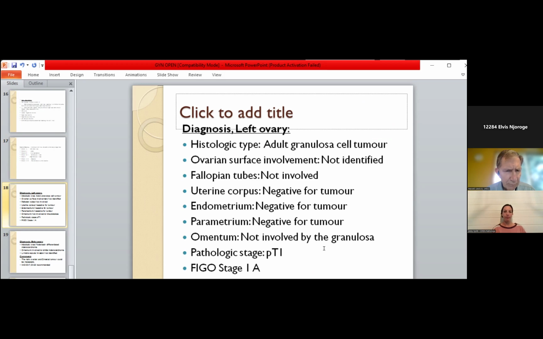Ovarian surface involvement was not there, and it had not involved the fallopian tubes. The uterine corpus again was negative for the tumor. Endometrium was important for me, but it didn't have any tumor. Parametrium negative. The omentum was not involved by the granulosa cell tumor. Based on that, I gave it a pathologic stage pT1 and a FIGO stage 1A for that left ovarian tumor.